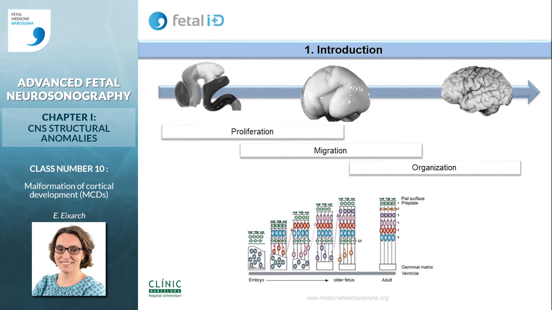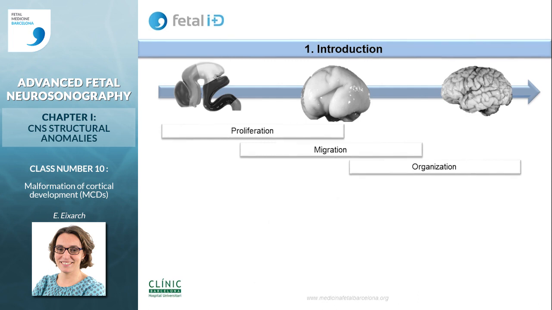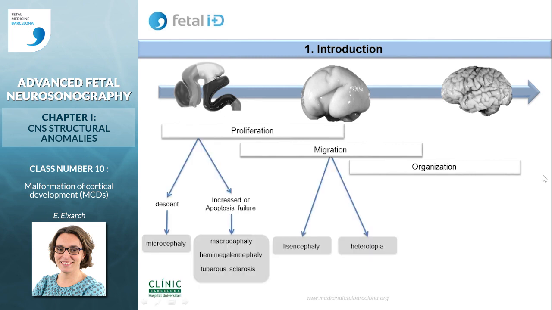organized layers. When we find a defect in the proliferation phase, we could have a decrease of the proliferation, which will lead to microcephaly, or an increase, or apoptosis failure, which will lead to macrocephaly, hemimegalencephaly, or tuberous sclerosis. When there is a defect in migration, we could find two types of anomaly: lissencephaly or heterotopia. And finally, when there is a defect in the organization, we could find polymicrogyria or schizencephaly.